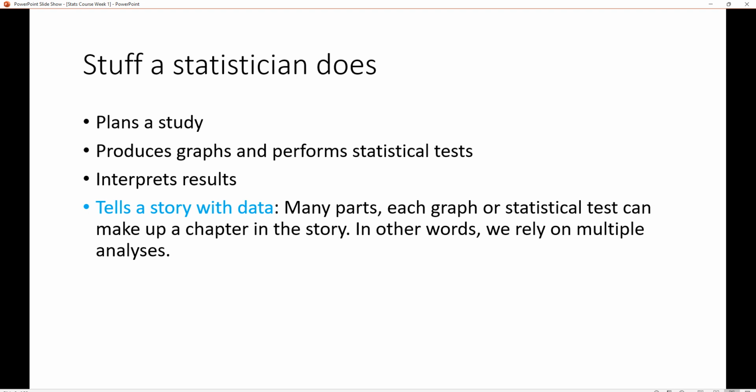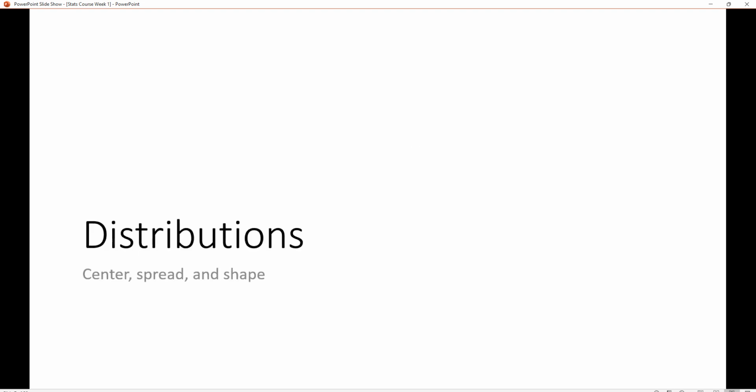So for telling a story with data, there are many parts. Each graph or statistical test can make up a chapter in that story. In other words, we rely on multiple analyses. Now we'll begin with distributions. We'll discuss the center, the spread, and shape of distributions, and how we can use that to understand our data better.